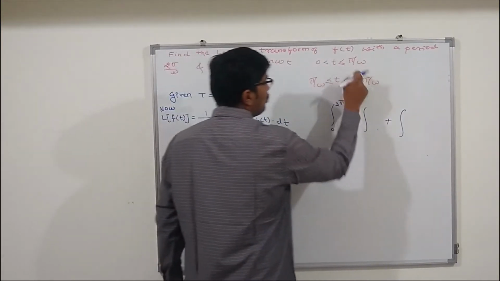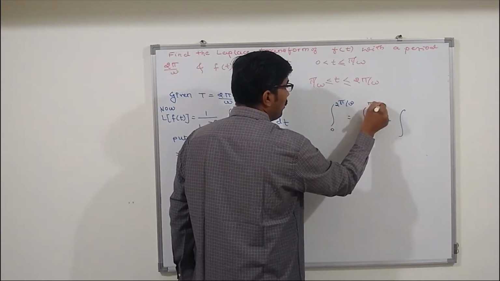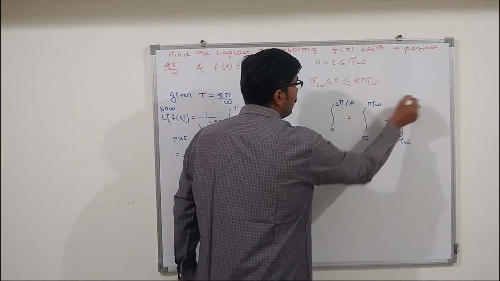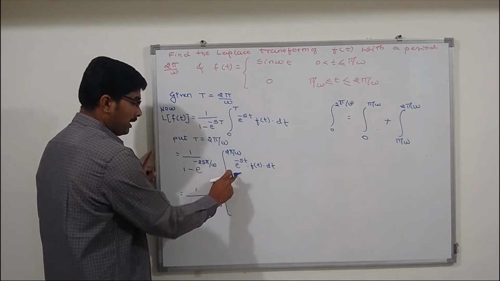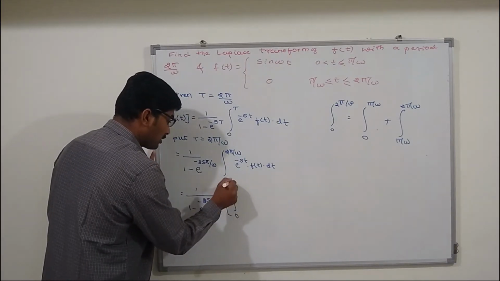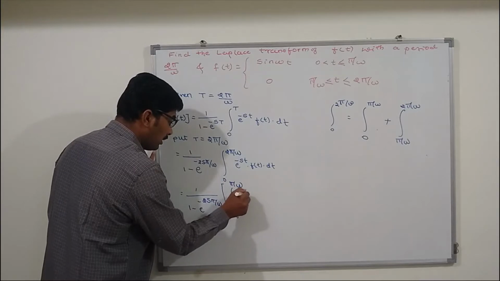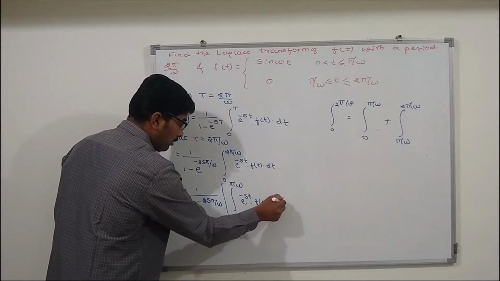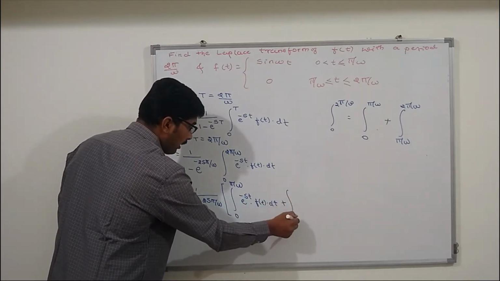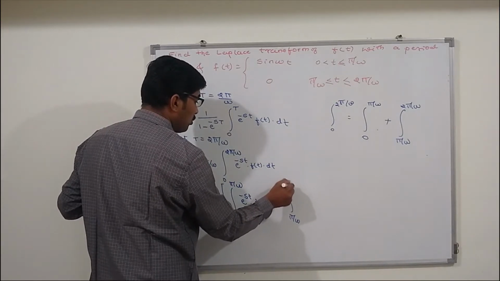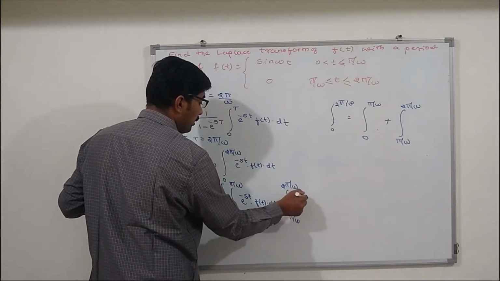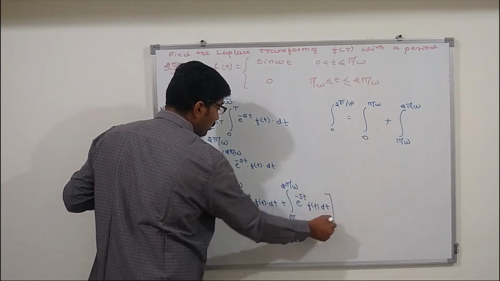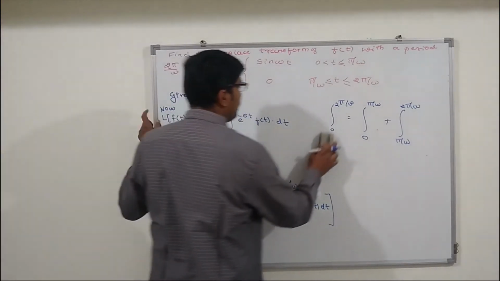Now in this case integration 0 to 2 pi by omega is split into two integrals. The first one is 0 to pi by omega, e raised to minus st f of t into dt, plus the second one pi by omega to 2 pi by omega, e raised to minus st f of t into dt. Now you just have to substitute the values.